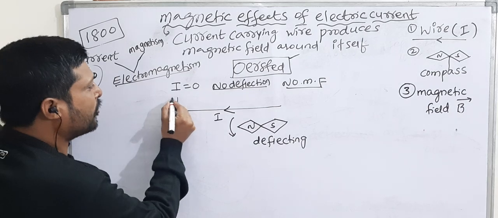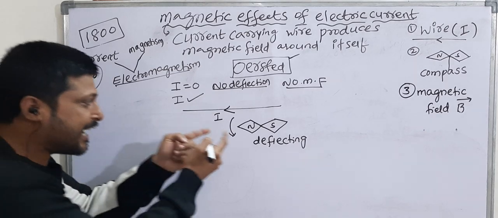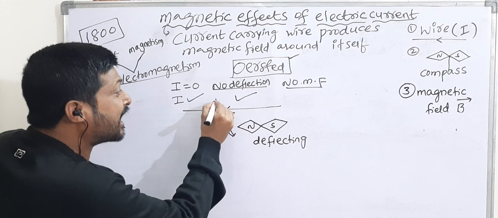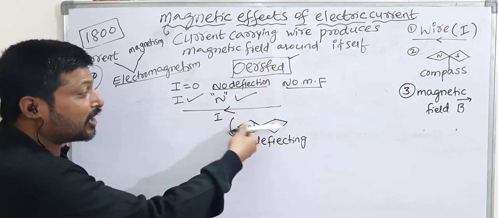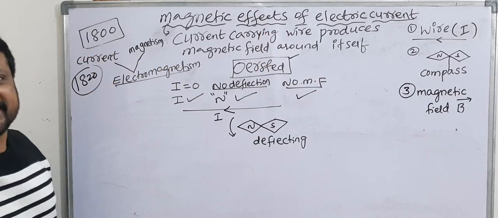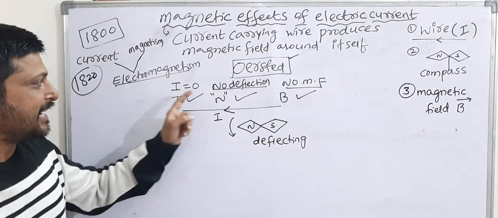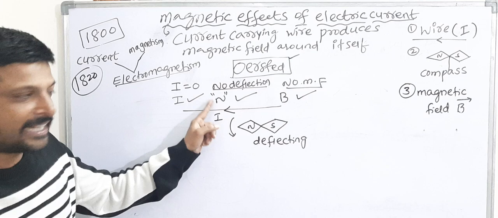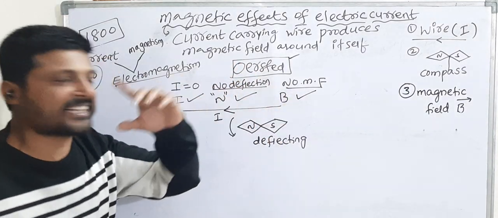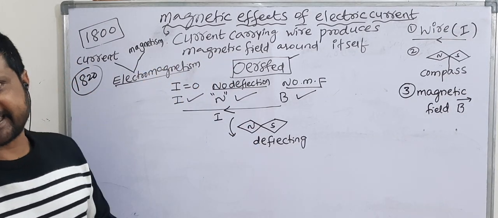Next, see here, suppose current is there. Current is passing through the wire. Then he observed that there is a deflection. Which one is deflecting here? The north pole. Remember, the north pole of the compass needle is deflecting. That means there is a magnetic field. See here, if current flows through the wire, there is a deflection of the compass needle. If the compass needle deflects, at that point, a magnetic field is there. So this is the simple explanation of OERSTED'S experiment.